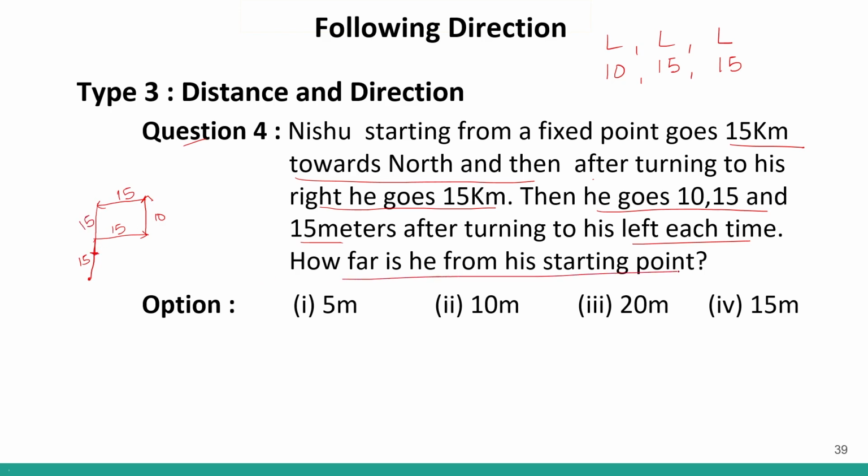How far is he from the starting point? So if this is the starting point, 15 would be this 10 plus 5. So from the starting point, he would be 15 minus 5, that is at a distance of 10 meters. So option number 2 will be your correct answer.